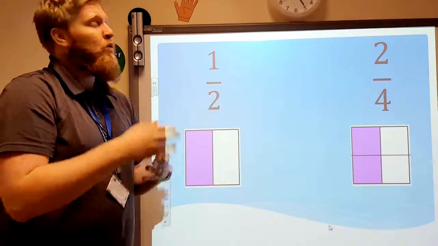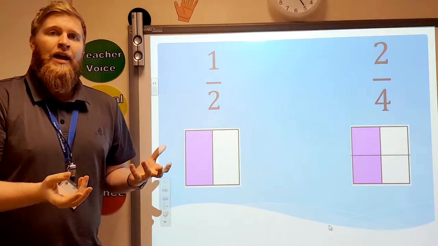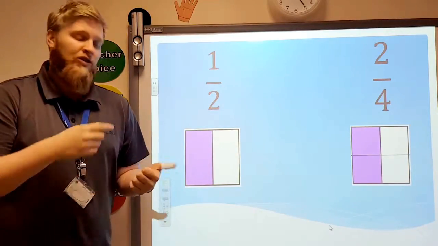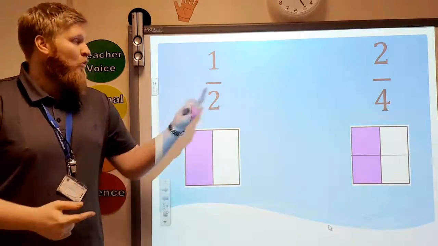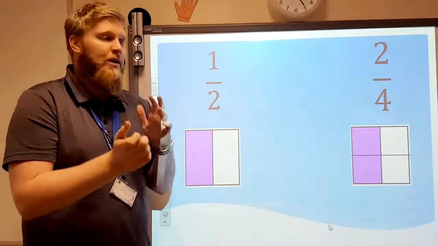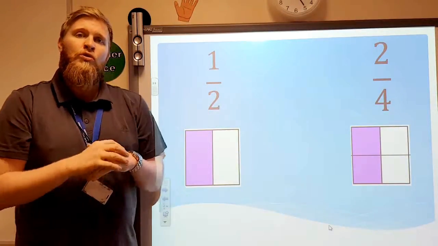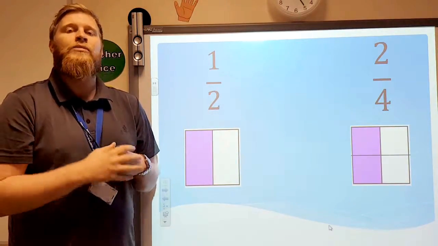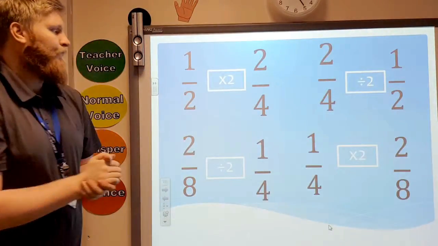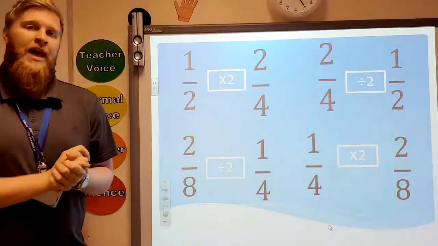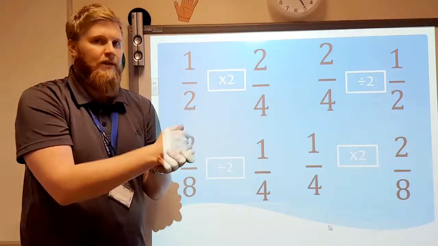But we can't always just draw a shape to find out what fractions are equivalent, because it's going to take too long. If we get to big fractions like 70ths and 80ths, we're going to be there for a long time drawing and measuring and stuff like that. So we need a quicker way to do it. I'm going to show you how, if you have a fraction, you can find some equivalent fractions from it. So we have a half here and 2/4.